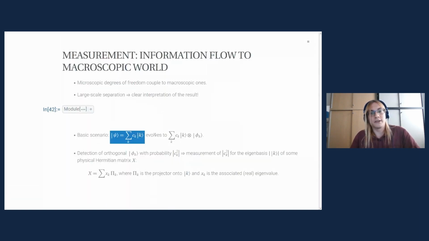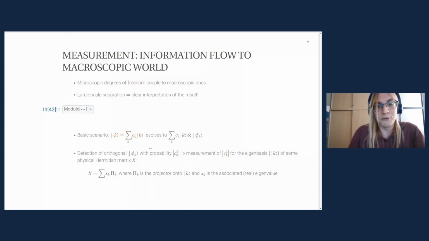So we have this internal degree of freedom. We have coupled it to an outside world, like the electromagnetic field, or under all the various scenarios. And then we have measured this outside world's macroscopic degrees of freedom, in which we have a clear interpretation of the result. So indirectly, we are measuring all the coefficients ck in a state vector.